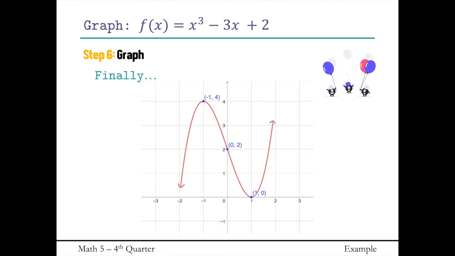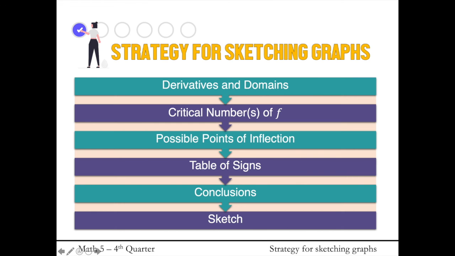Congratulations! You were able to graph the function f of x equals x cubed minus 3x plus 2. Again, to sum it up, here is a strategy for sketching graphs of functions. Take its derivative and domain, find the critical numbers and possible points of inflection, create your table of signs, draw conclusions using your table of signs, and begin sketching the graph of the function.